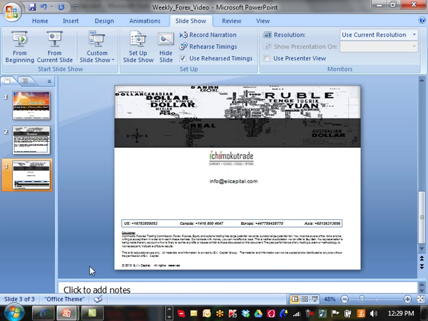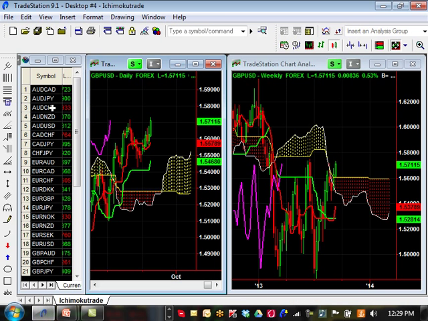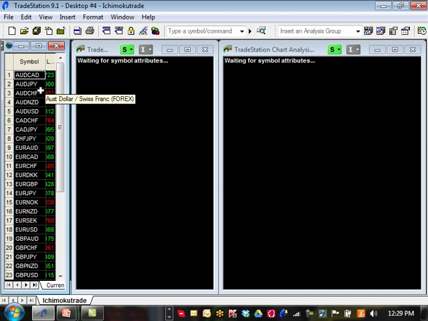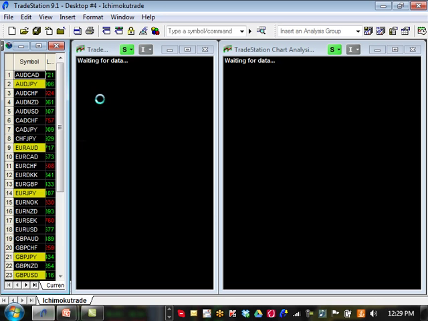Okay, let's go straight to TradeStation and start looking at currencies. If you remember the format, on the left hand side is basically the daily time frame. On the right hand side is basically the weekly time frame.